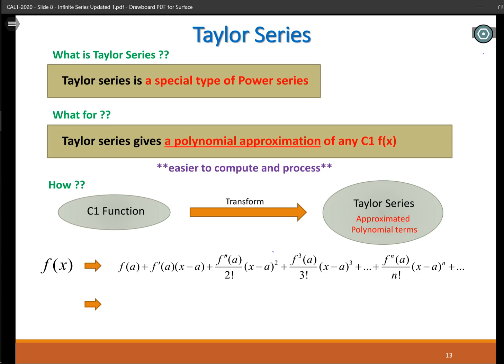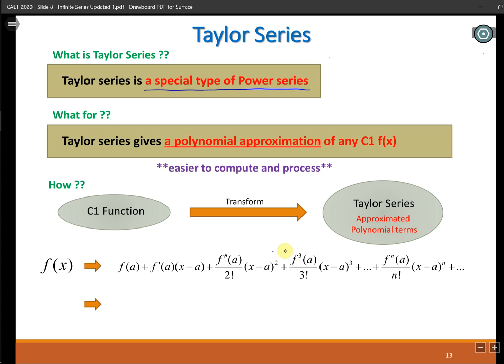What is Taylor series? We are going to start with that. The first thing you should know about Taylor series is it's a special type of power series. What this means is that Taylor series would be a subset of power series and must have the same properties as the power series. So let's talk about those properties here.